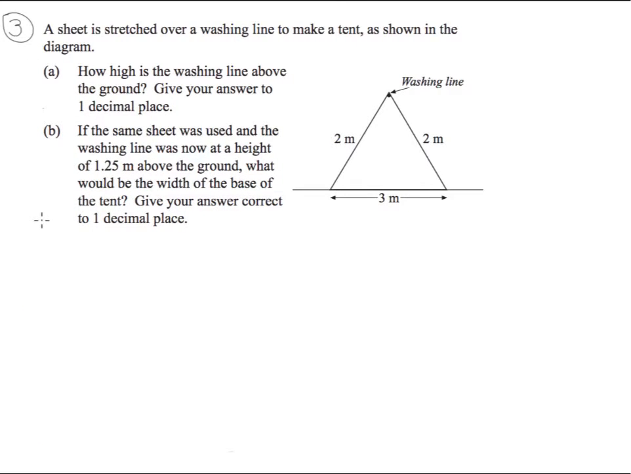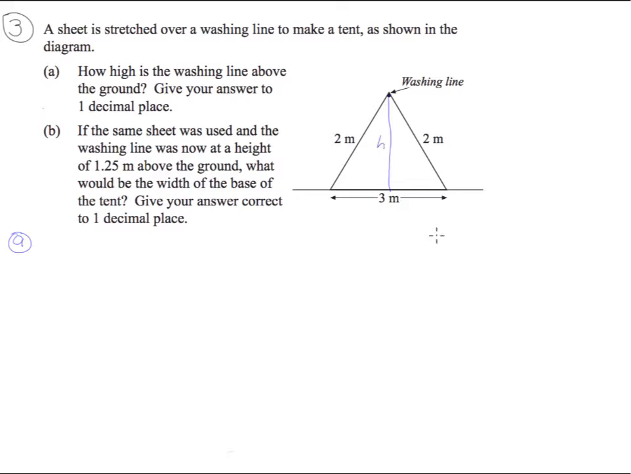In this third example, the sketch is already drawn for us, so we don't have to redraw it. But we're asked to find how high the washing line is above the ground. So we do need to draw that line, that altitude, into our diagram and label it with a variable. I'm going to choose h for height. And we're going to give our answer to 1 decimal place.